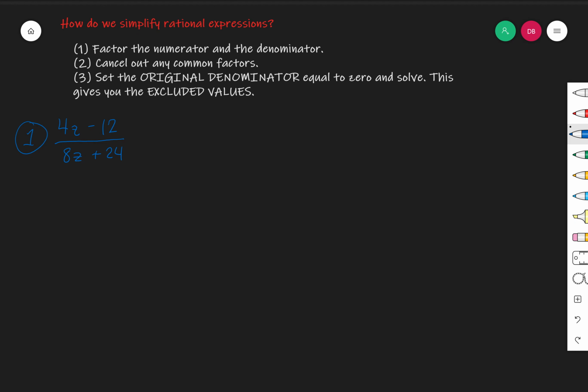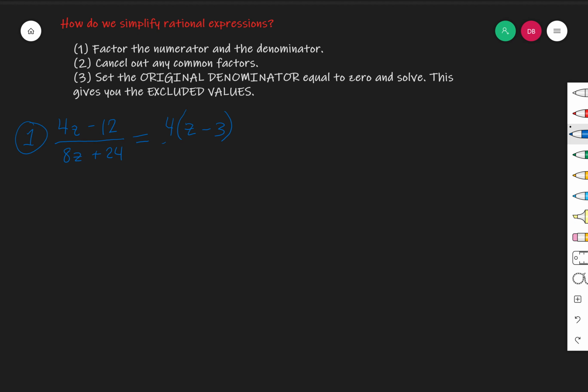So let's start with the numerator. What can I pull out of 4z minus 12? Well, they both share a factor of 4, so I can pull out a 4. And I'm left with z, because when I divide 4z by 4, I'm just left with a z, minus 12. That 12 turns into a minus 3. So I've factored out, sorry, I factored out a 4, and I'm left with z minus 3.